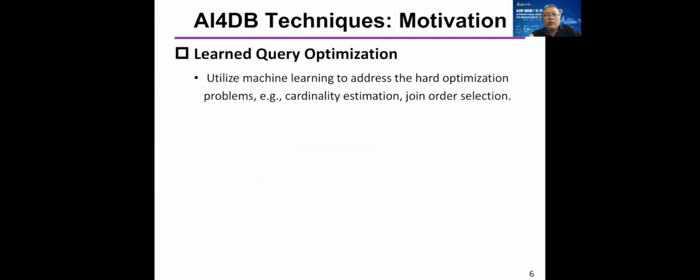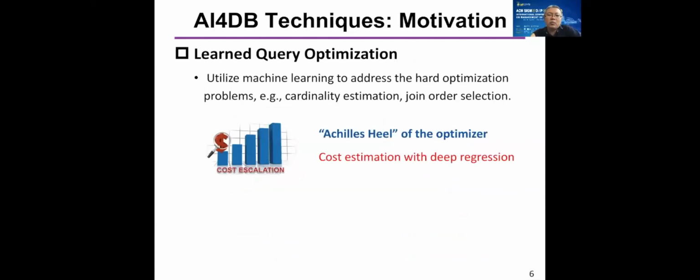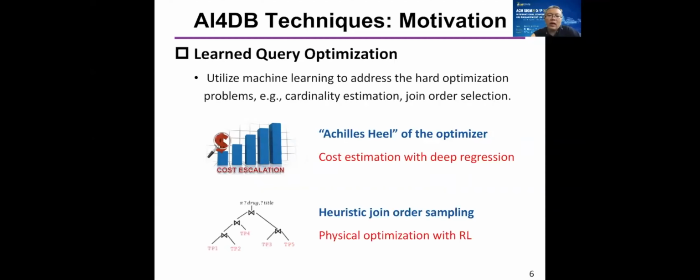The second one is learned query optimization. We can utilize machine learning techniques to address hard optimization problems. For example, cardinality estimation. Traditional methods usually utilize histograms or sketch-based methods. But for multiple columns and multiple tables, it's rather hard because different columns and different tables have correlations, and traditional methods are hard pressed to capture the correlation.